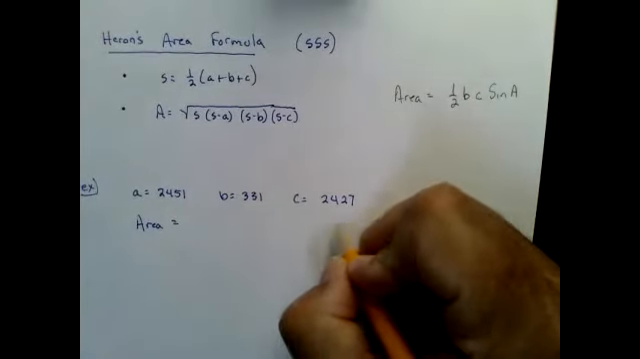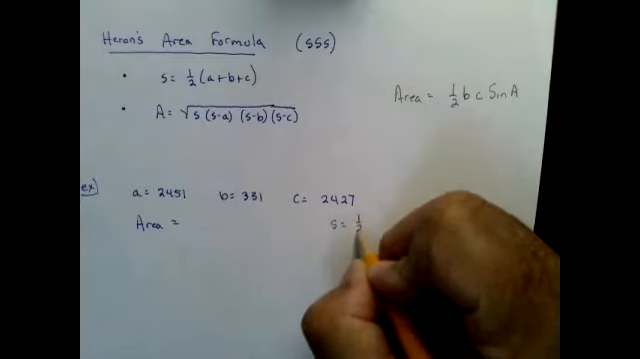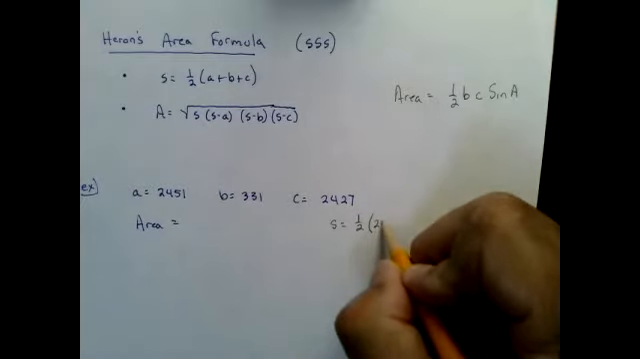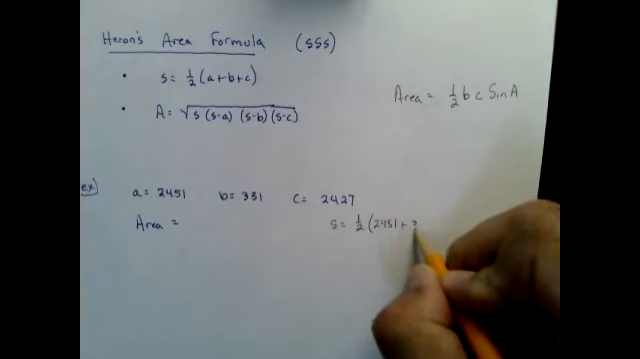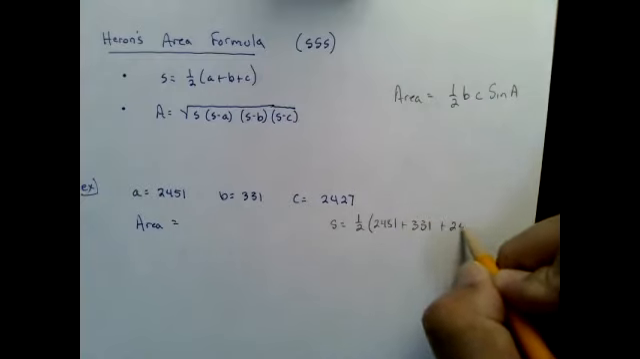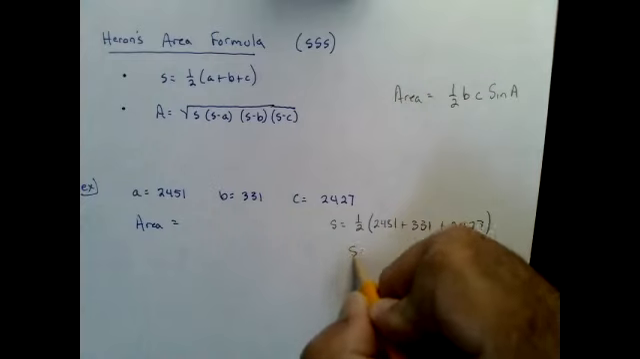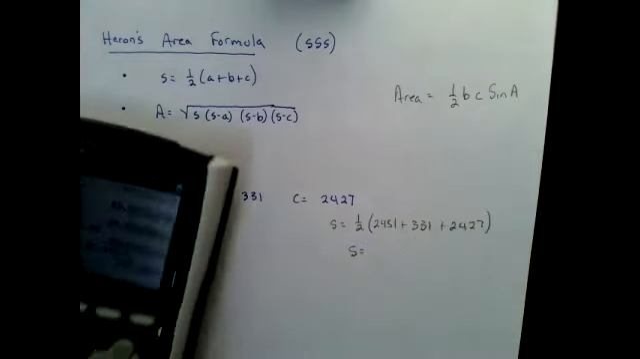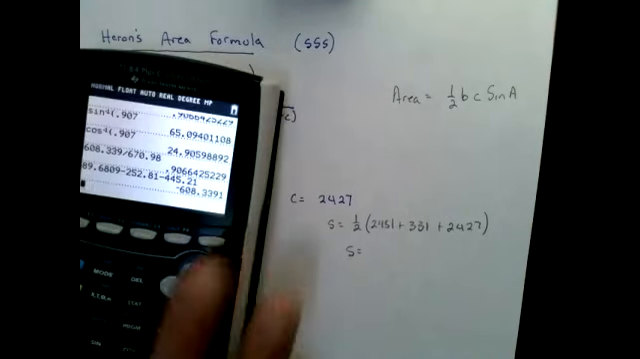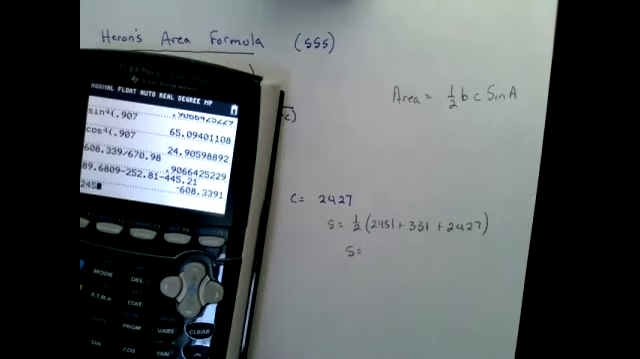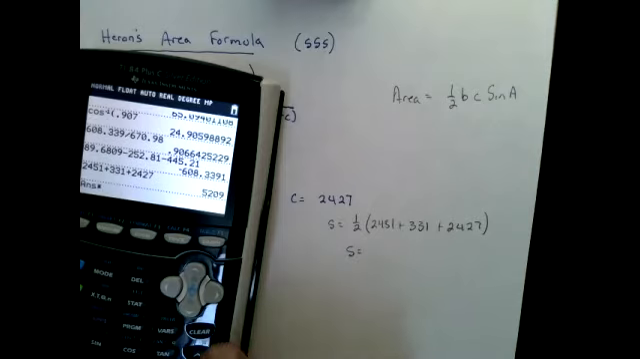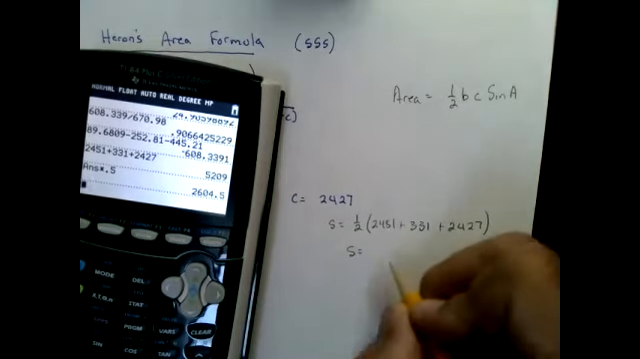So I'm going to start out with calculating S, 1/2 of 2451 plus 331 plus 2427. And as always, please play along so I don't mess this up and we get so far and we're going, oh no. 2451 plus 331 plus 2427 divided by, whoop, that's times 0.5. I don't need to divide it by 2. S is 2604.5.